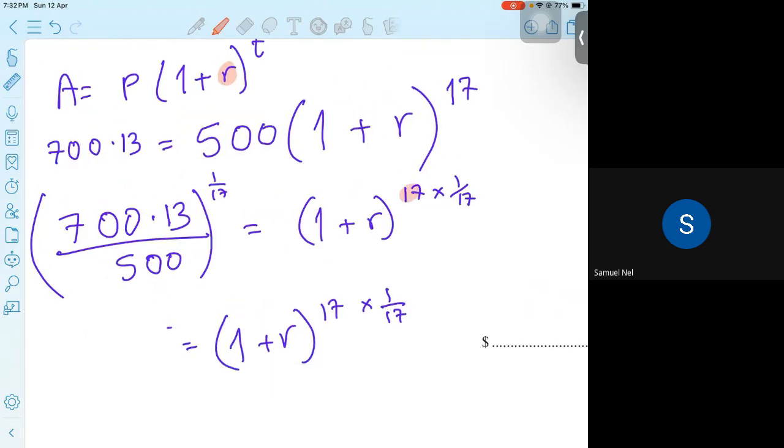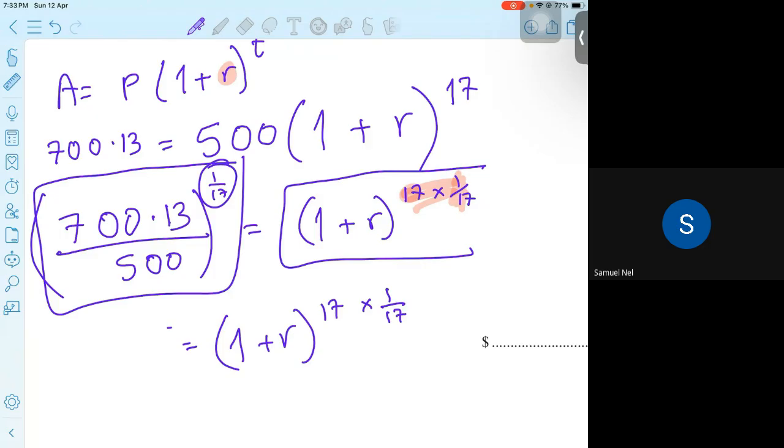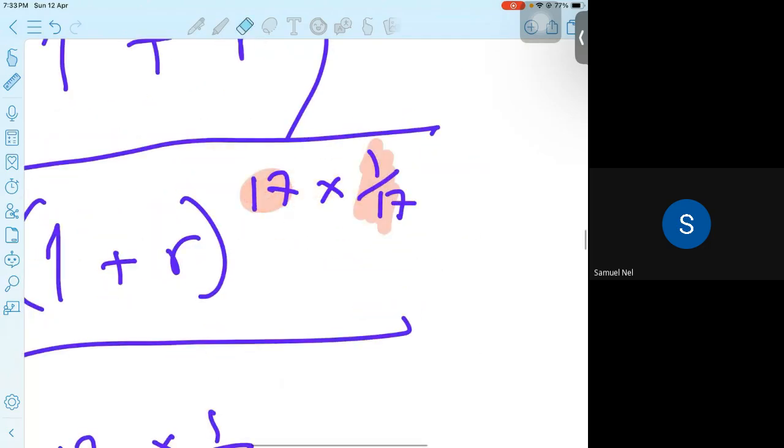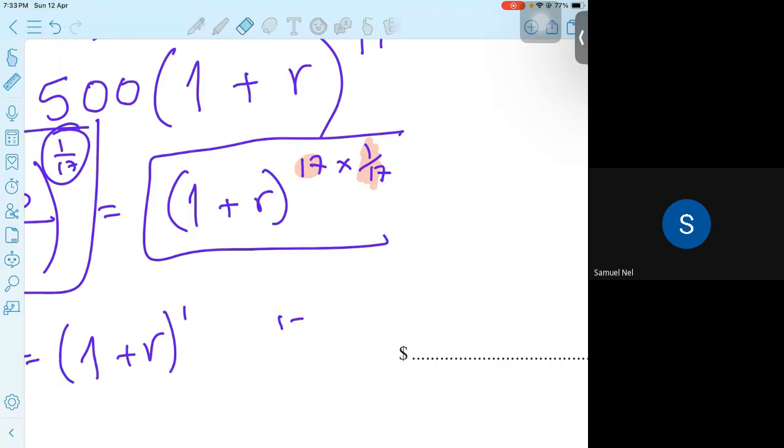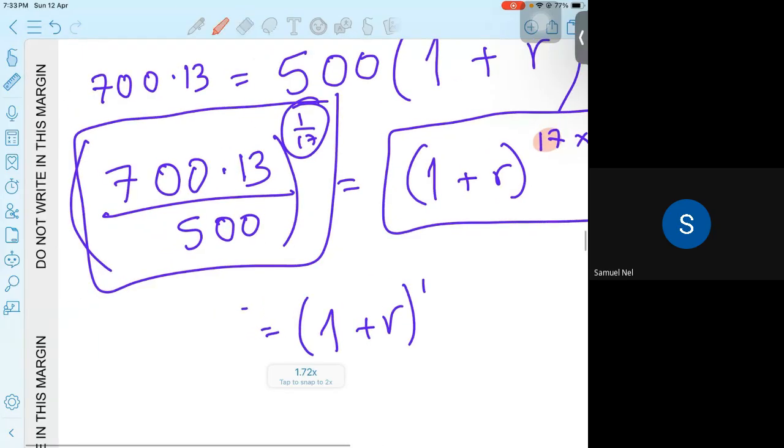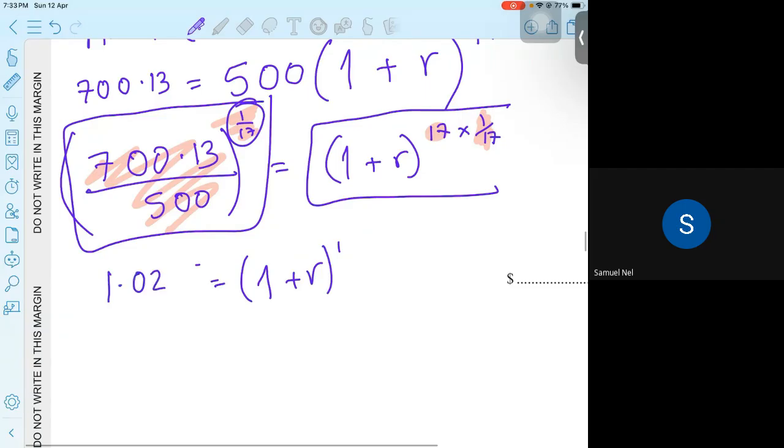Whenever I want to get rid of a power, I have to multiply with a power that makes the entire thing 1, because I know anything to the power 1 is the same thing, right? So I have to multiply both sides with the power 1 over 17. Now this thing just comes out to be 1, right? So my very next step is just to write 1 plus R as 1 plus R, okay? And for the next part, if you plug this into the calculator, your answer should be 1.02, I think 00 something, okay? Are you all with me?